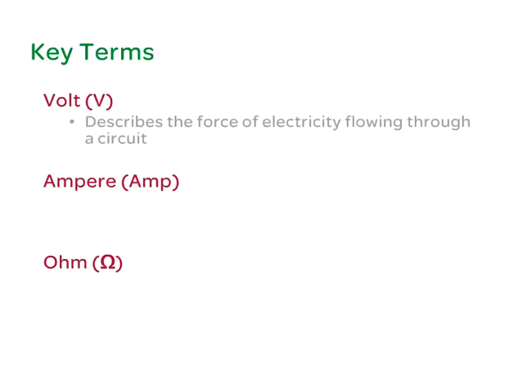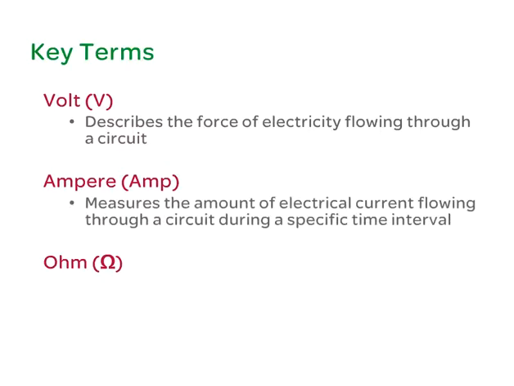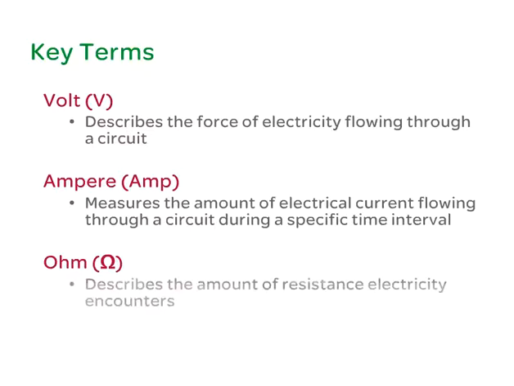The volt is a unit of measurement of potential difference or electrical pressure between 2 points. If the 2 points are connected together, they form a circuit and current will flow. An ampere measures the amount of electrical current flowing through a circuit during a specific time interval. The ohm is the unit of measurement which describes the amount of resistance electricity encounters as it flows through a circuit.